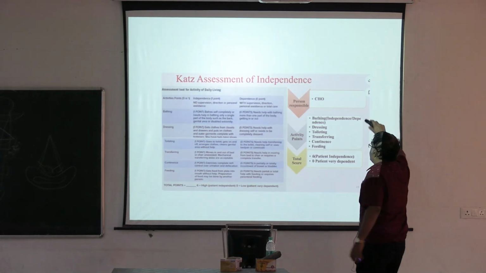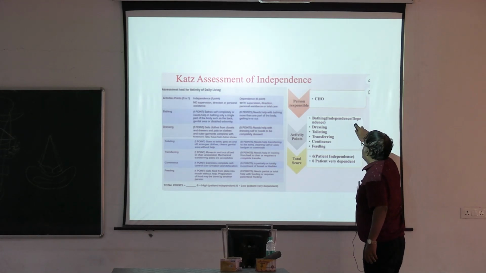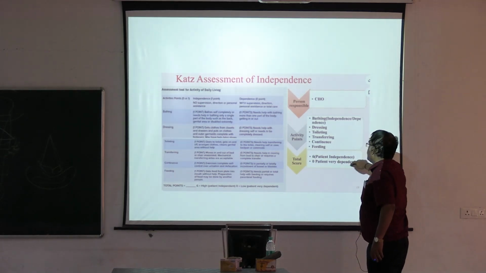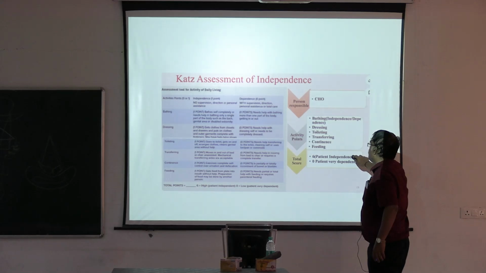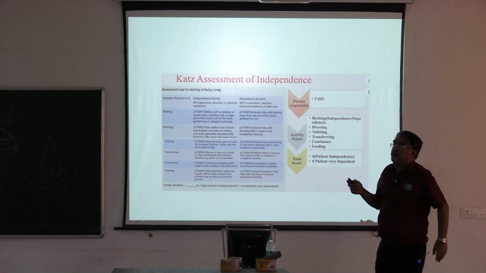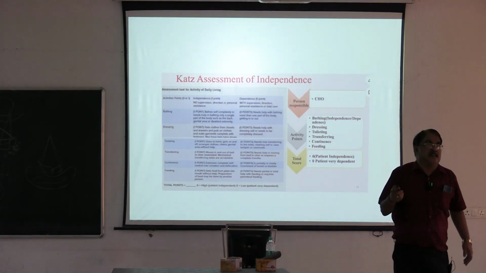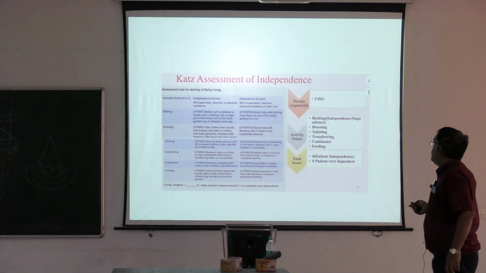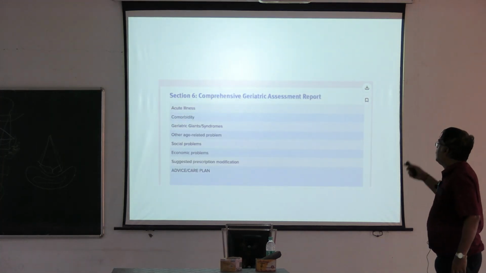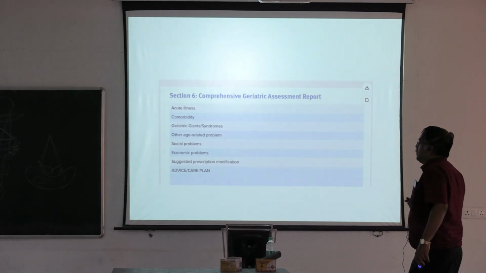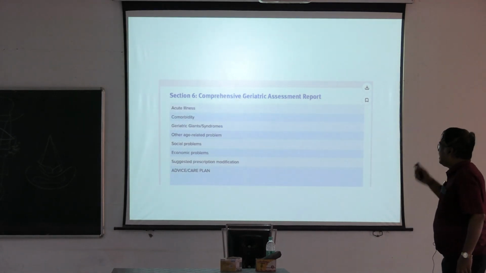Again, the community health officer is responsible. Bathing, independence, dependence, dressing, toileting, transferring, continence, feeding. Total score: if the score is 6, he is independent. If it is 0, he is very much dependent. This is the assessment of independence. So as the problems increase, the score becomes 0 and the patient is very dependent.